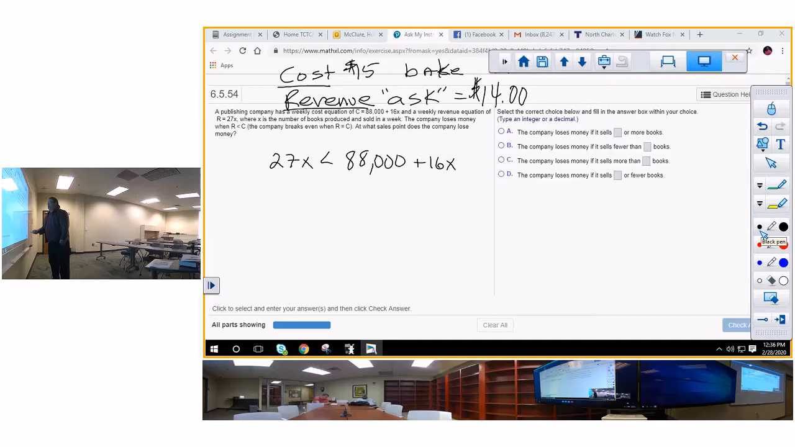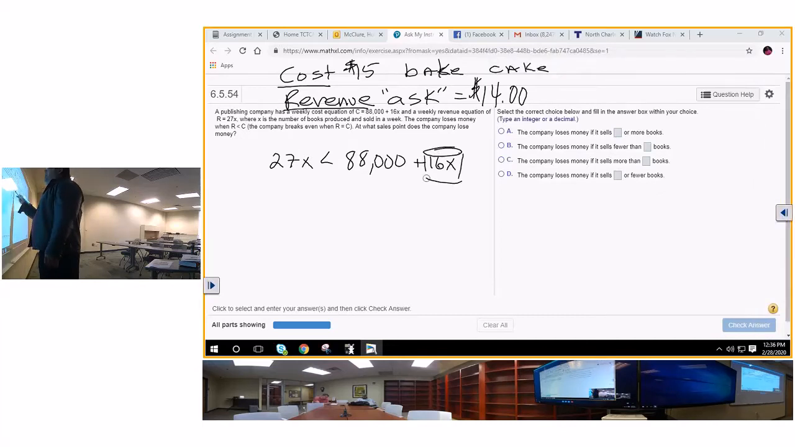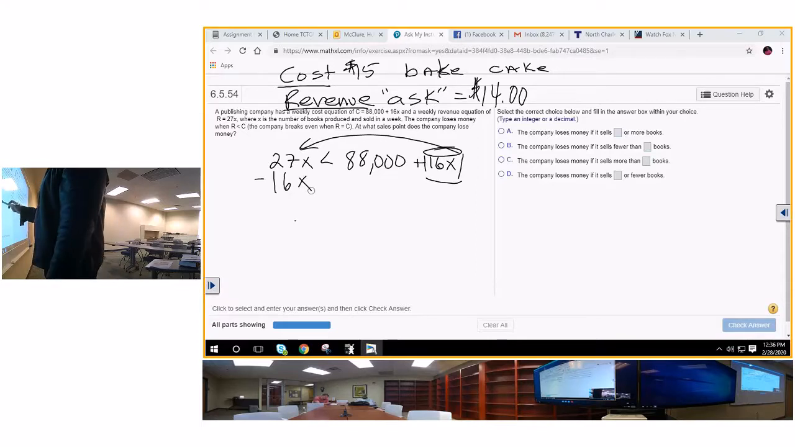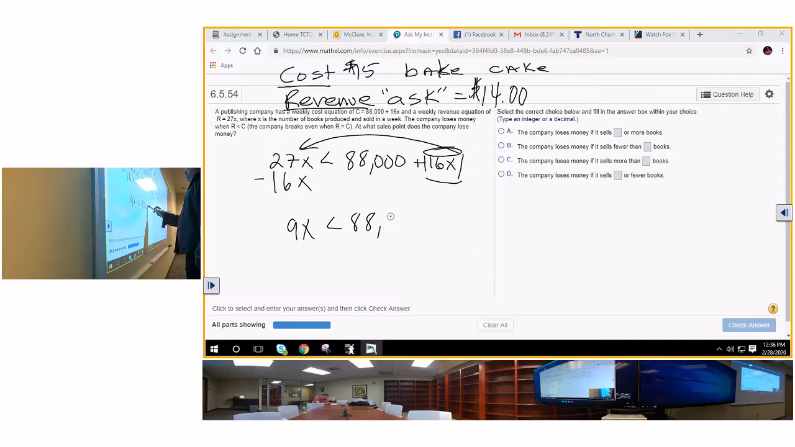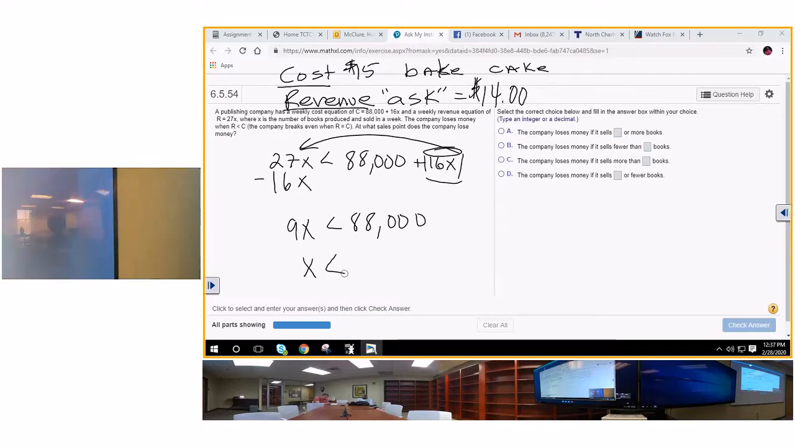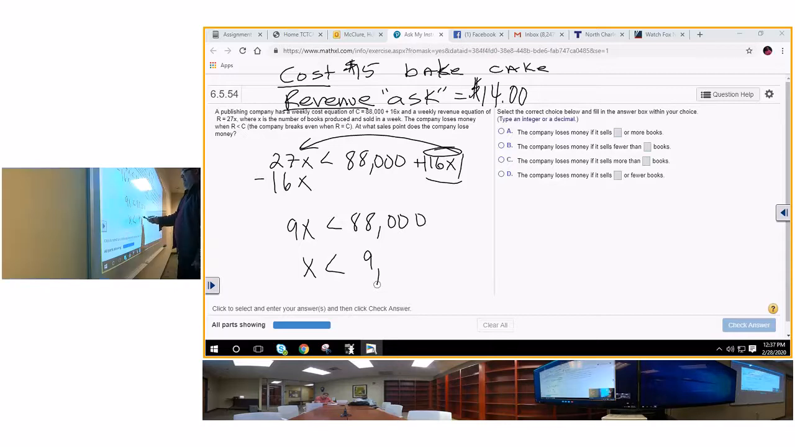Which one's the smallest bucket? 16x. 16x goes across the river. 11x is less than 88,000. X is less than, well, 9 will go into 88 9 times. That'll leave 80, right? And 9 will go into 87 times, or 8 times, sorry. That's 72, 8. Somebody check my math.